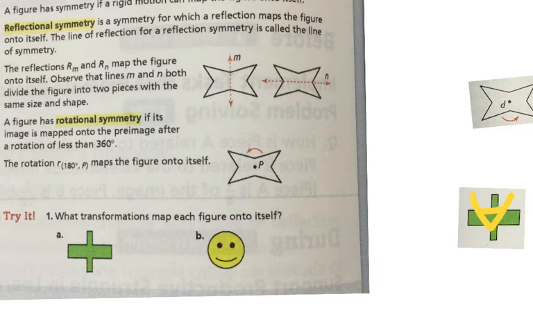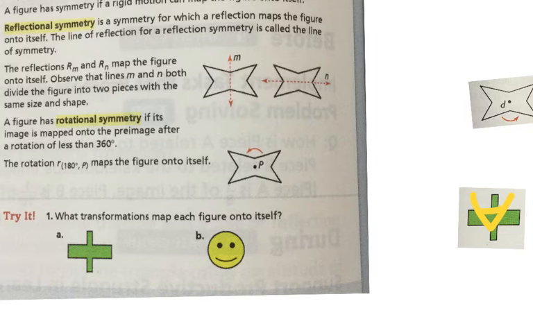Right, here's another line N, that if I were to fold over line N, it folds exactly on itself. Another kind of reflectional symmetry. It says the reflections R sub M and R sub N map the figure onto itself. Observe that lines M and N both divide the figure into two pieces with the same size and shape. So that is reflectional symmetry and lines of reflection.